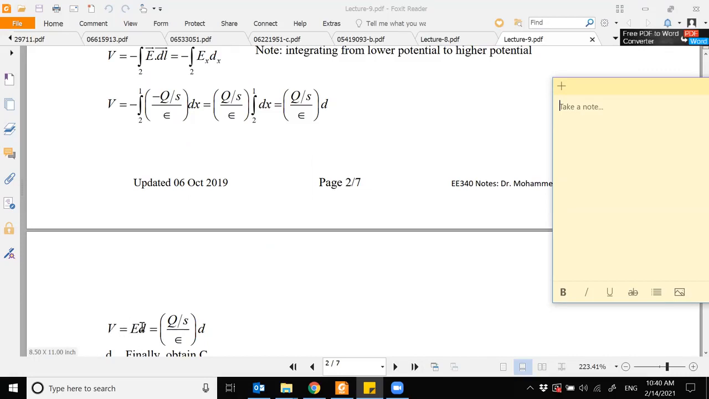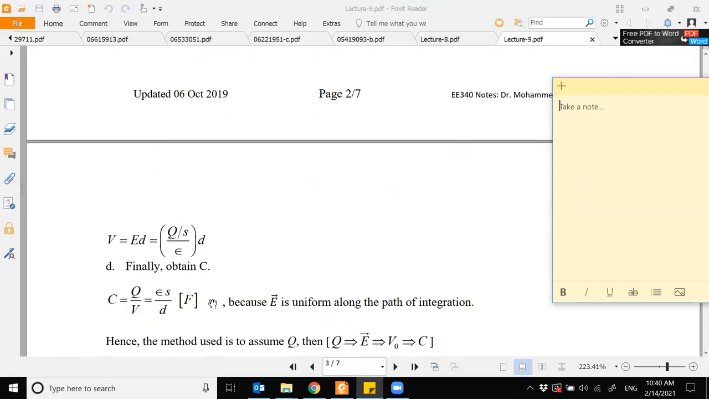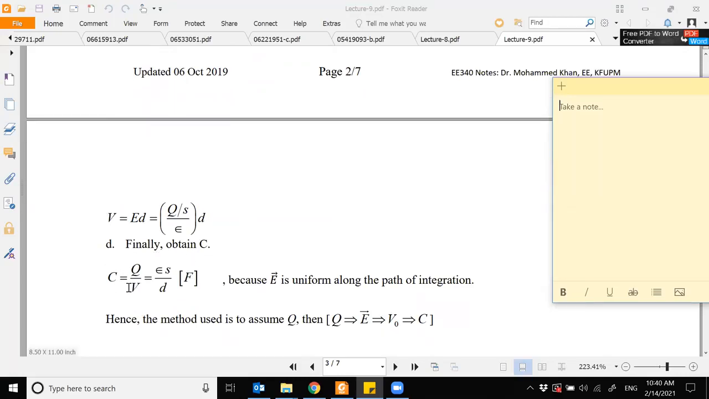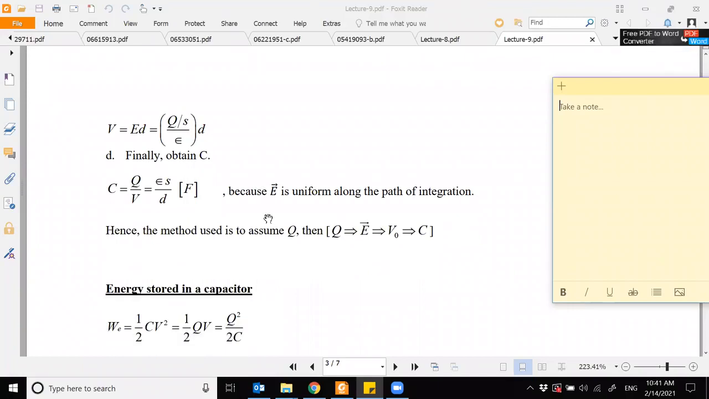So the potential difference is electric field magnitude E times d, or Qs over epsilon times d. Once we got the potential, the last step is to find the capacitance, and the capacitance is Q over V. What is V? V is Q over S over epsilon times d. Substitute here, Q and Q will cancel, and you will get epsilon s over d. This is the capacitance, and this is what we have been using as an expression for a parallel plate capacitor.